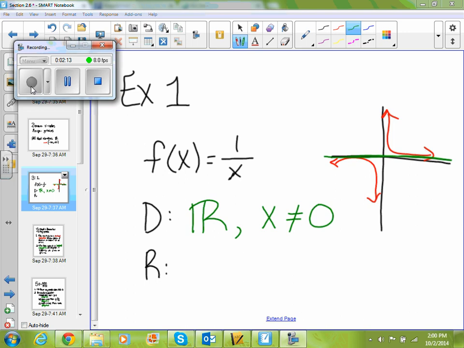So if we look at our range, our y values, again, that looks like all real numbers, except it never gets to 0, so y also cannot equal 0.